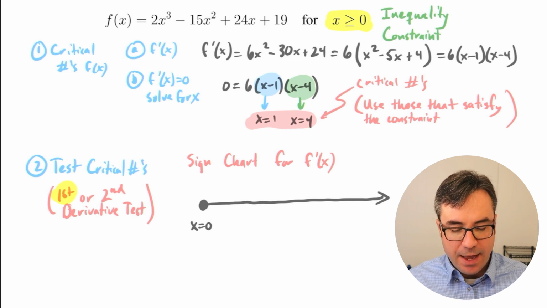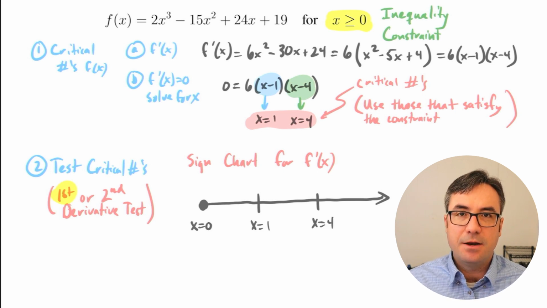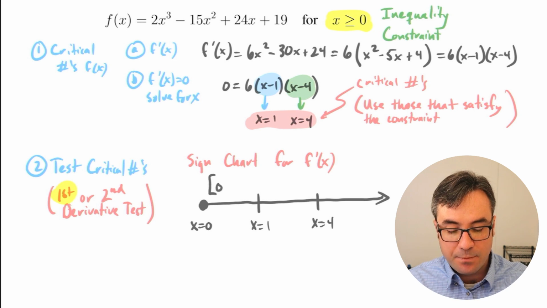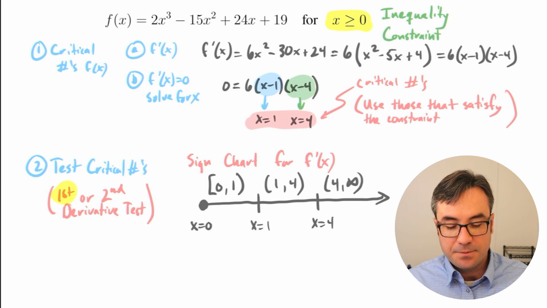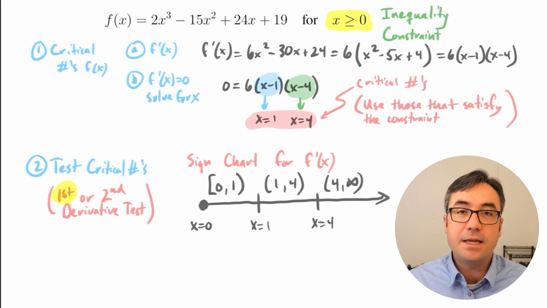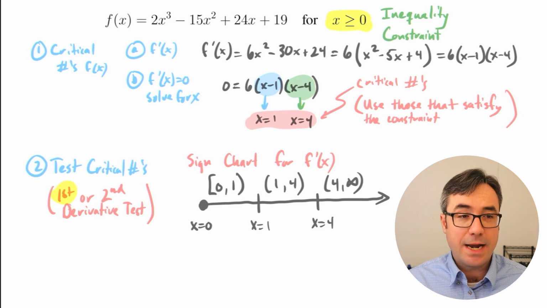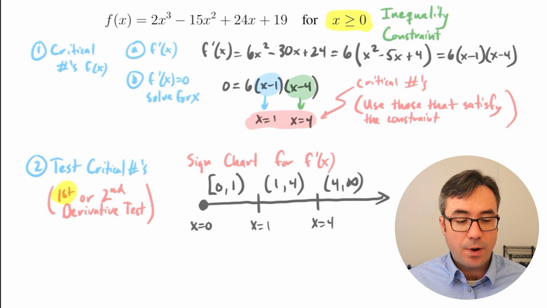All right, so once we have that, we'll plot our critical numbers, x equals 1, and then x equals 4. And this splits up the x-axis now into 3 intervals. So we have our endpoint at 0, and then we're going to 1. And then we're going from 1 to 4, and then from 4 to infinity. And because there's an equal sign here, I'm using a closed bracket at that endpoint x equals 0. All right, so now we want to do our sign chart for f prime.